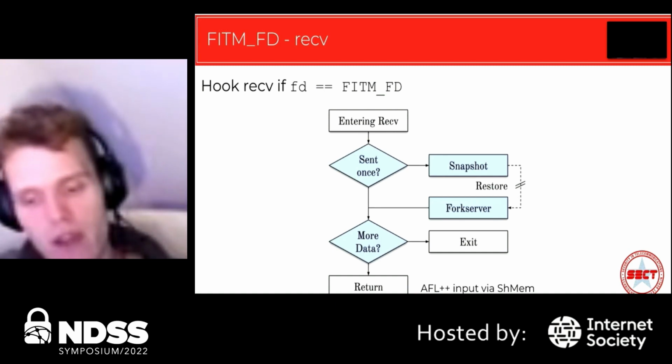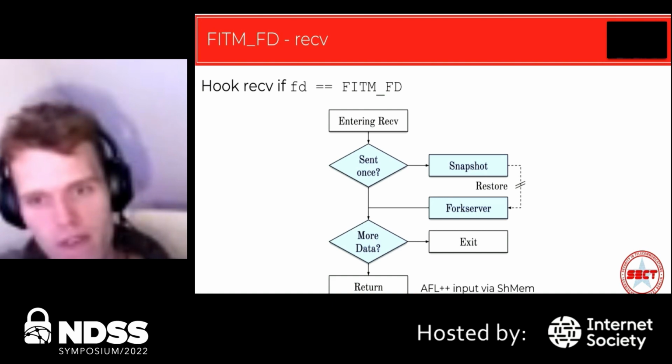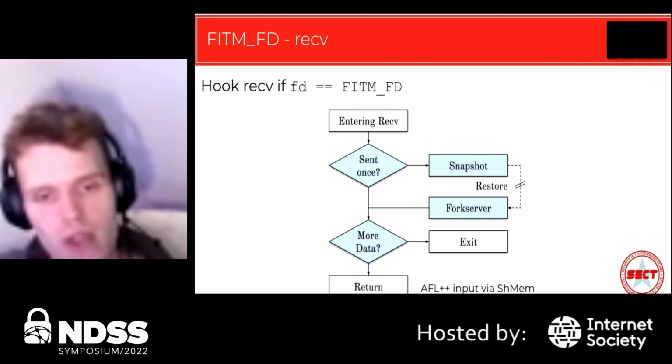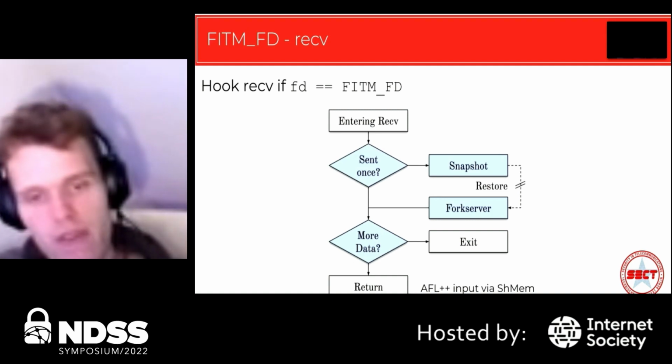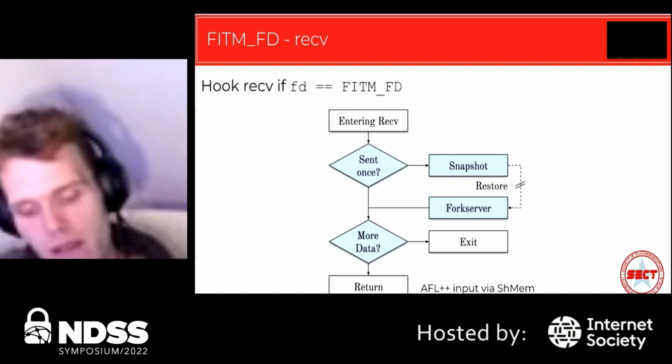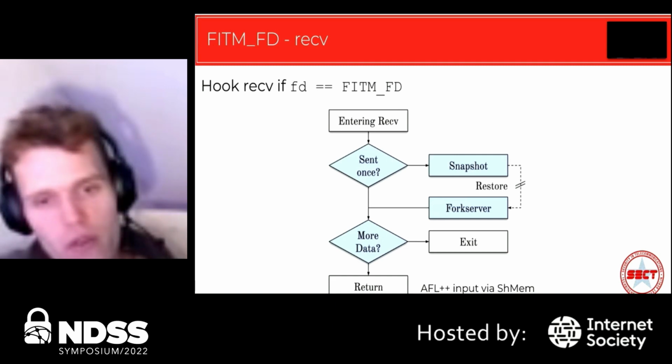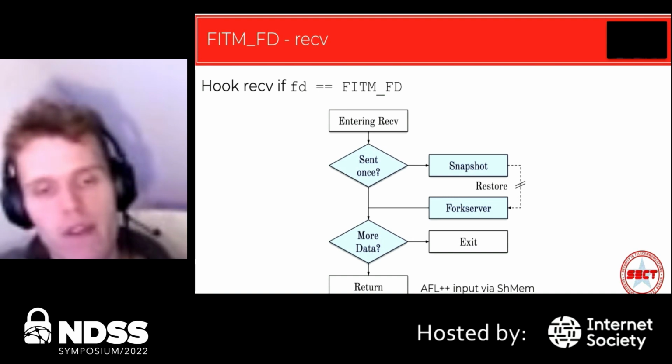So if we are encountering the second receive in one of the receive, send, receive loops, and we are in the condition that we need to create a snapshot, then the snapshot is created and the process is killed. At a later point in time, when that process is restored, the code will continue to set up the fork server, connect it to AFL, and then take the input from FitM and return that to the program.